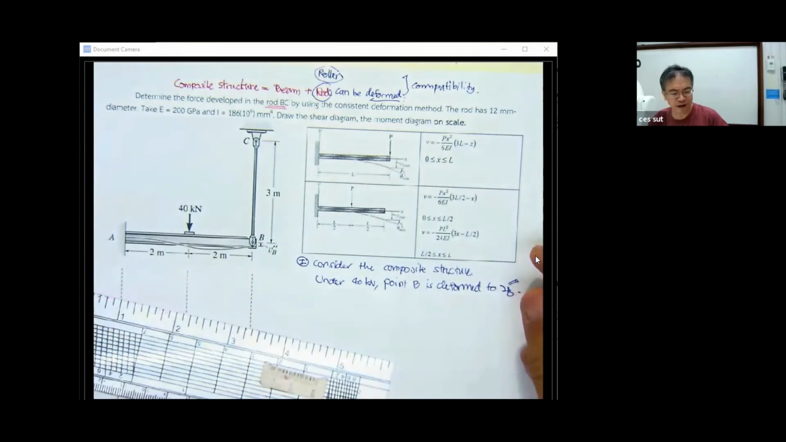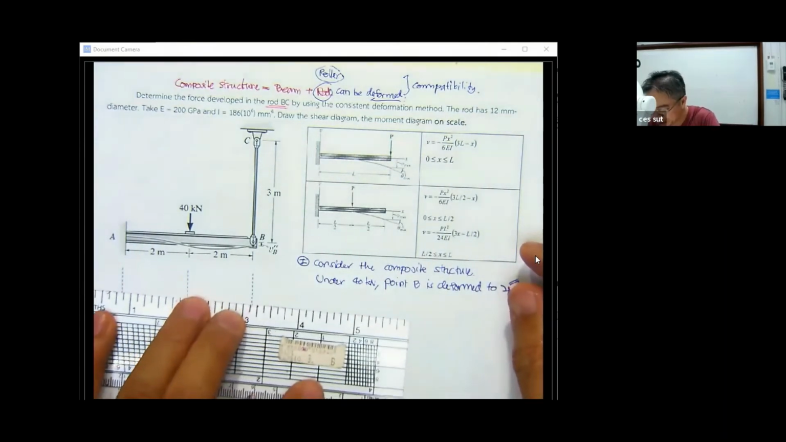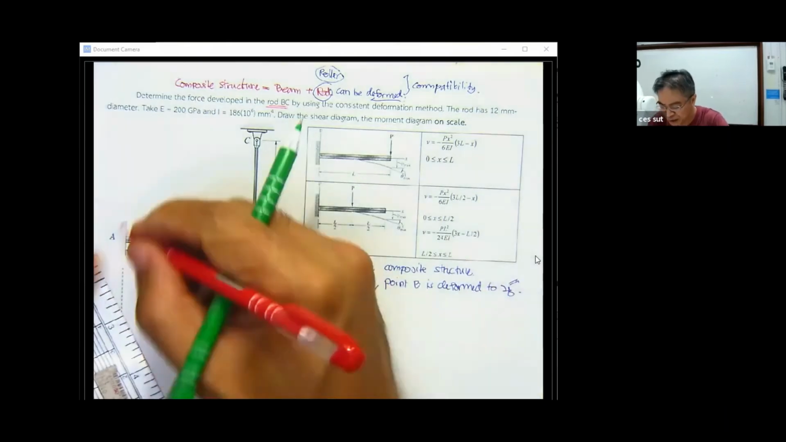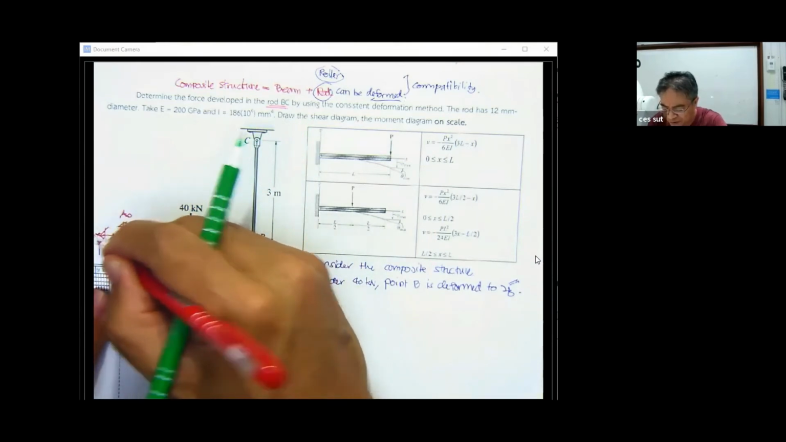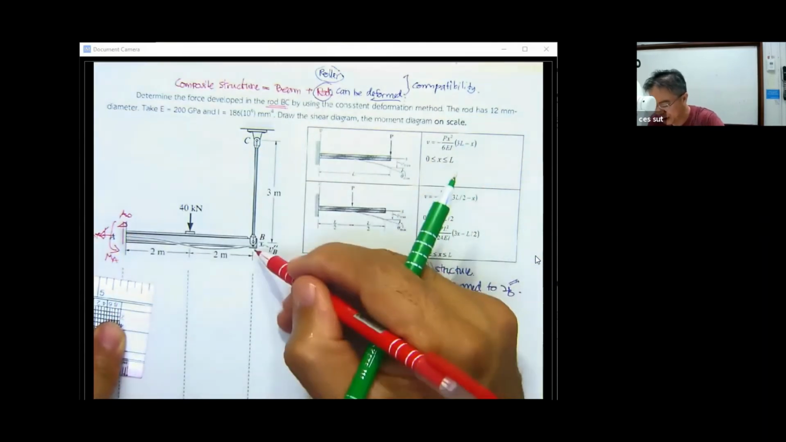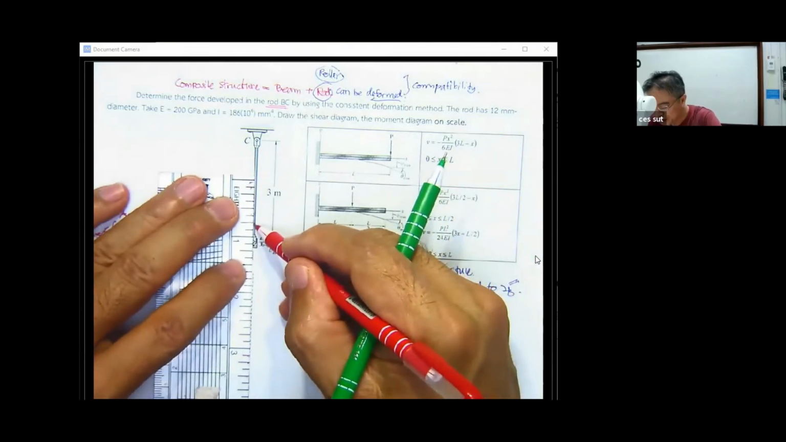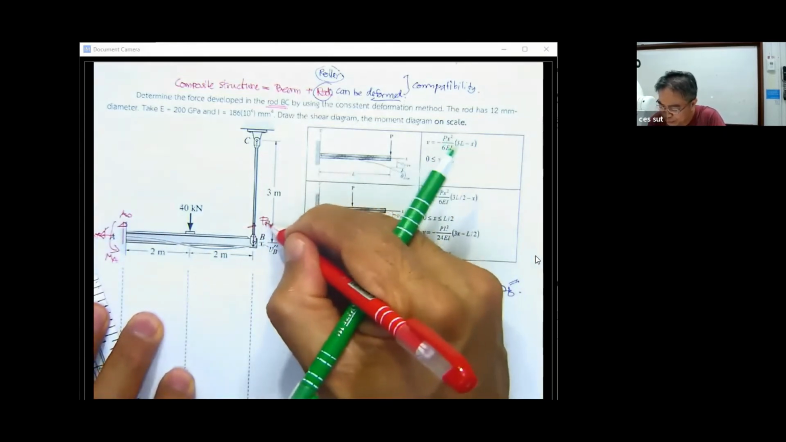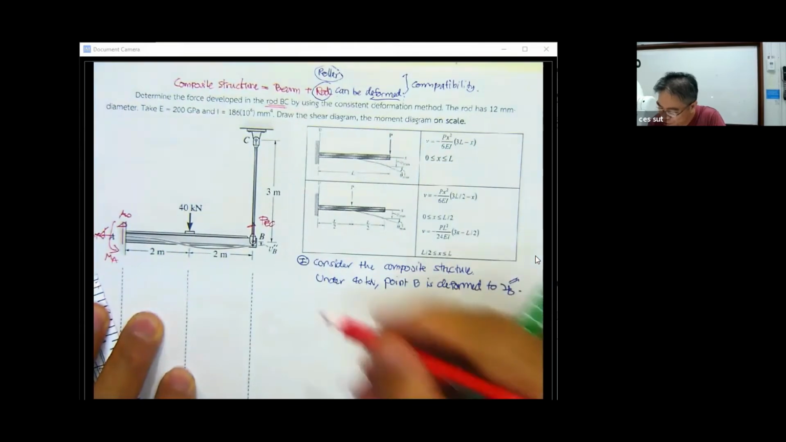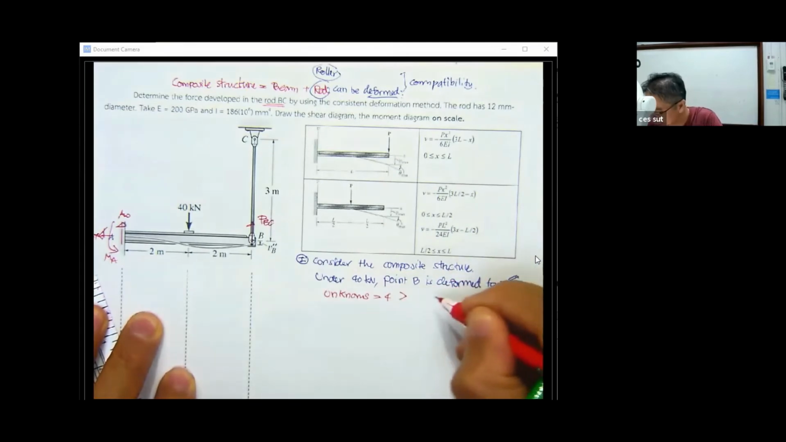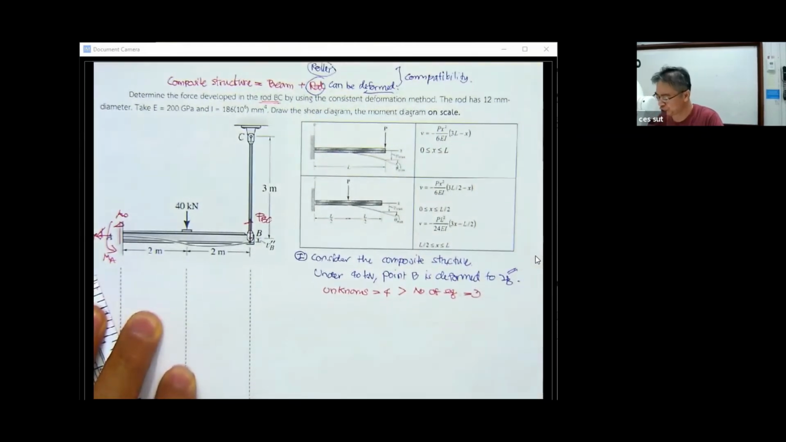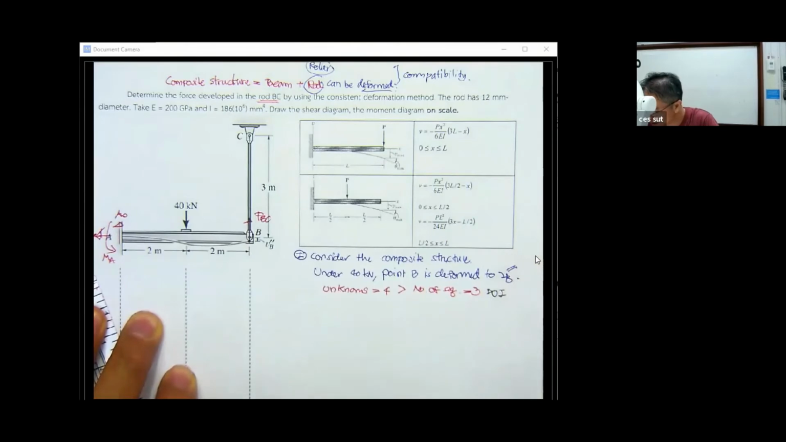And then again, we come to the same consideration. By considering this, we will have A sub y, A sub x, M sub A, and for sure we will have F sub BC. So we have unknowns equal to 4, larger than the number of equations of equilibrium, which is 3. So the structure has degree of indeterminacy equal to 1.